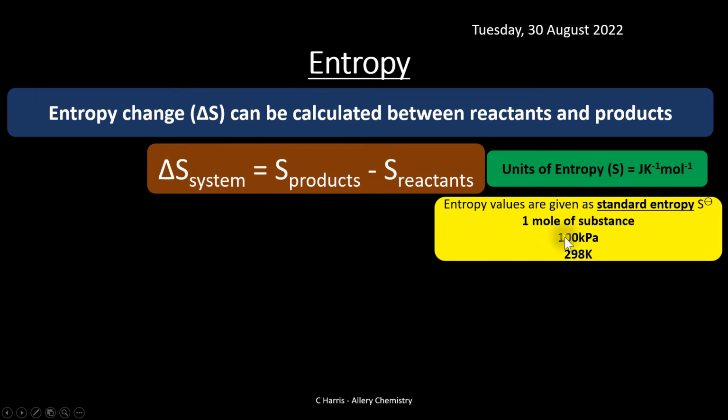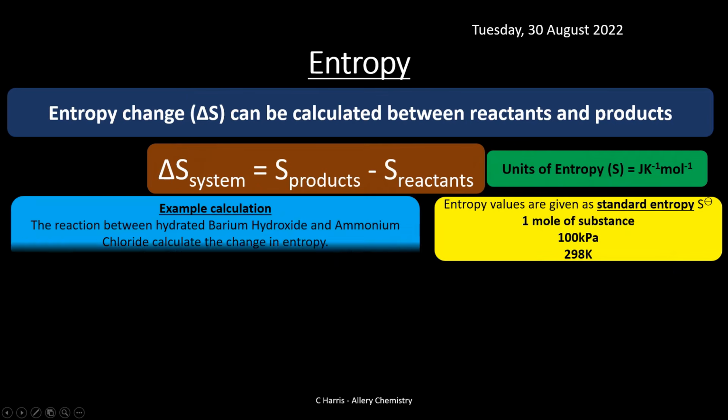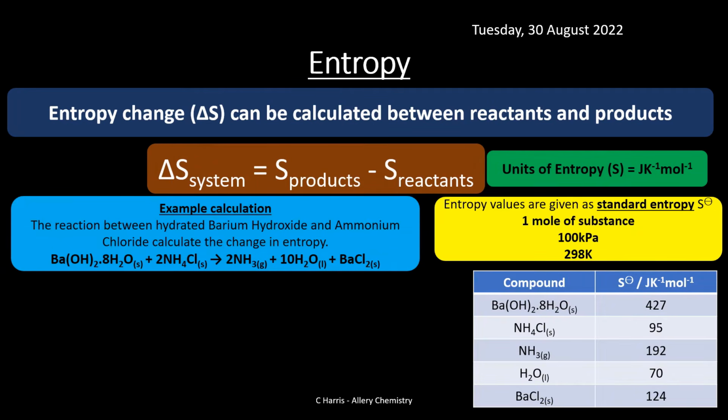So the entropy of the system is for 1 mole of a substance, at 100 kilopascals of pressure and 298 Kelvin. So let's have a look at an example calculation here. We'll bring back that same reaction of barium hydroxide and ammonium chloride, and we're going to calculate the change in entropy.